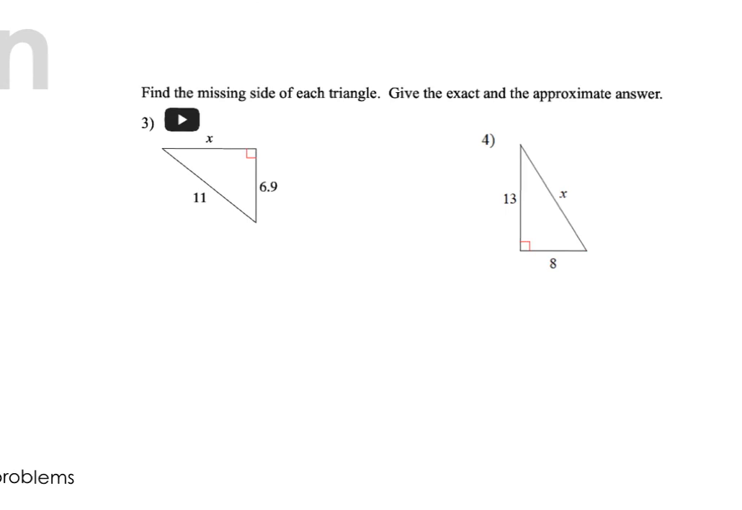Okay, looking at number 3, it's just a straight up Pythagorean theorem problem. 11 is my hypotenuse. So setting this up, it's going to be x squared plus 6.9 squared equals 11 squared. Leg squared plus leg squared equals hypotenuse squared. And now I'm just going to solve. So it's x squared, 6.9 squared is 47.61. 11 squared is 121. And then remember, when we're solving for a leg, we got to subtract.